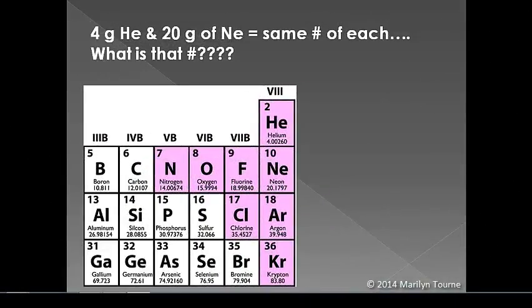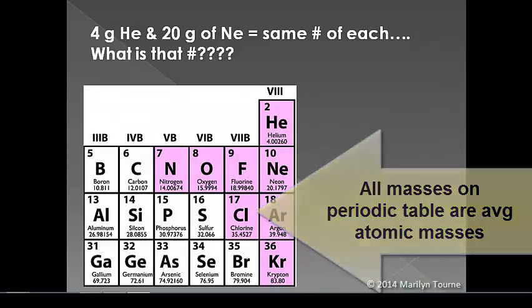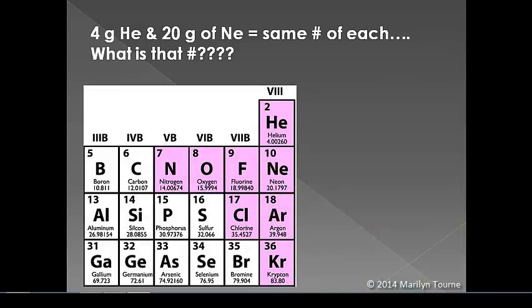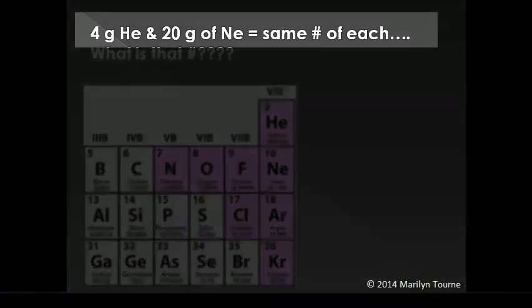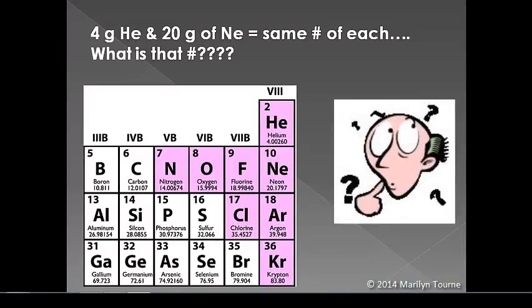Okay, now we're going to start learning about relative masses as well as the mole. So we just learned a couple minutes ago that the masses that you see in a periodic table are the average atomic mass of all of the naturally occurring isotopes. Now, what I'm going to tell you is that if you were to get 4 grams of helium, because that's the atomic mass of helium, and 20 grams of neon, you would have the same number of particles of each of those atoms. Even though one is 4 grams and the other one is 20 grams, you're going to have the same number of particles.